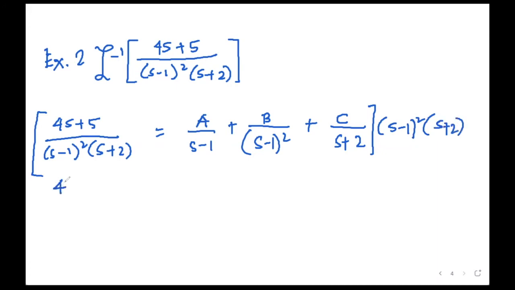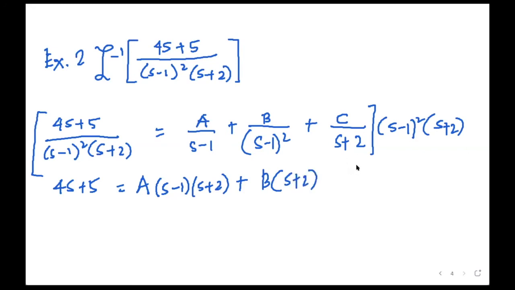Now we have 4s plus 5 in the left-hand side of the equation equal to, sa first term, you have a s minus over s minus 1. So makancel yung isang s minus 1. That's why we have s minus 1 times s plus 2. Okay, so plus b times, cancel yung s minus 1 squared. So this will be s plus 2. For the third term, cancel yung s plus 2. So we have c and s minus 1 squared.